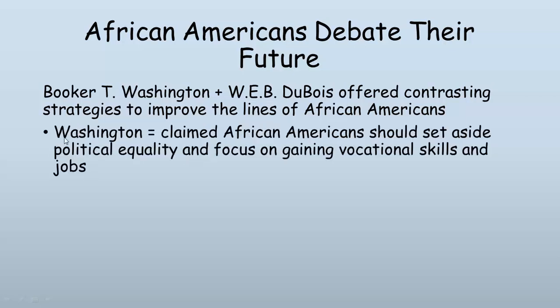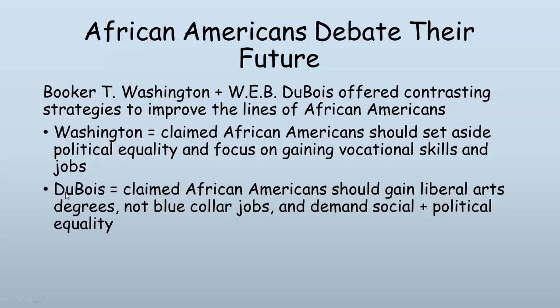Well, first of all, remember the W here. Just remember the W. Washington claimed African Americans should set aside political equality and focus on gaining vocational skills. What's vocational skills? Be a carpenter, become a plumber, learn a trade, get a job, and just prove to white people that you can contribute to society and you're just as good as they are. And by the way, keep your mouth shut. Don't cause any ruckus. Don't worry about segregation. It'll go away on its own. And Washington is basically like, if you work hard and live an honest life, you're going to be okay.